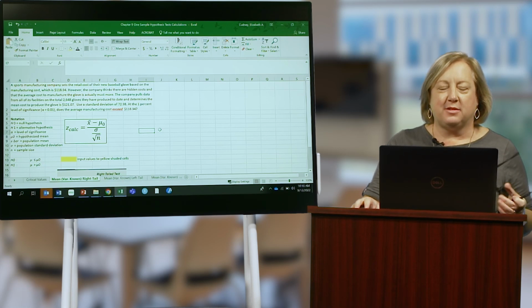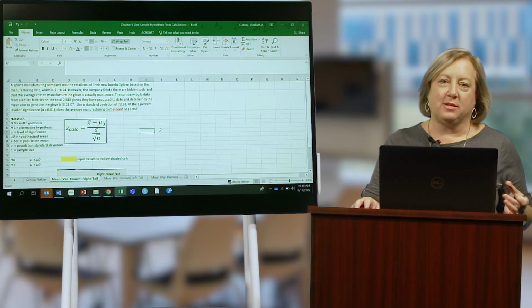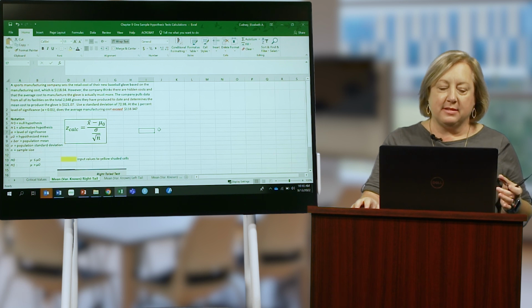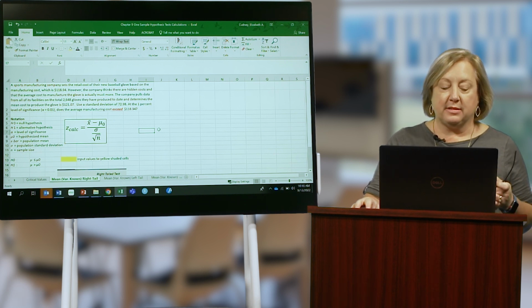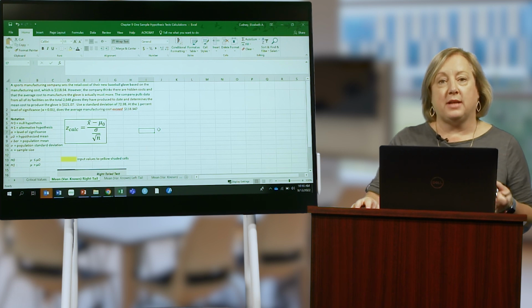Within hypothesis tests, there's various different types of hypothesis tests that we can perform. In this example, let's take a look at a hypothesis test for the mean when the variance is known and we're doing a right-tailed test.